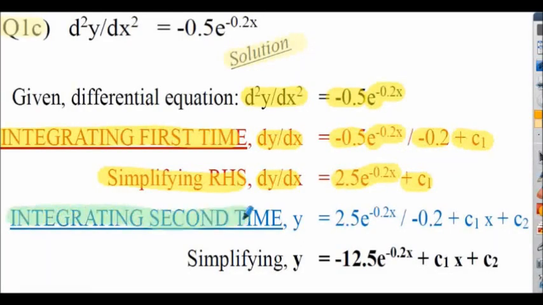And integrating again, we now have y is equal to 2.5 e to the -0.2x divided by -0.2 plus c1x plus c2. Simplifying, y is equal to -12.5, that's now the 2.5 divided by -0.2, e to the -0.2x plus c1x plus c2. So that's a general solution for question 1c.